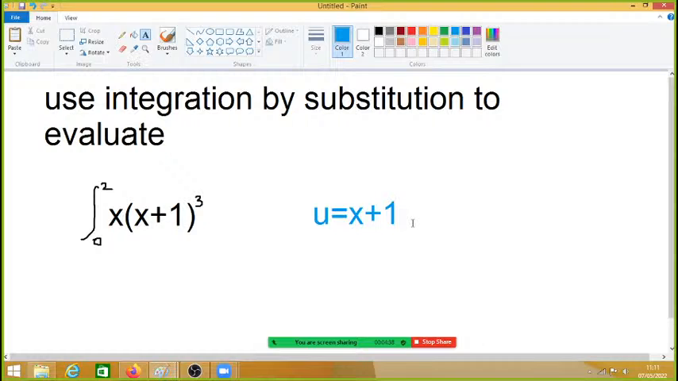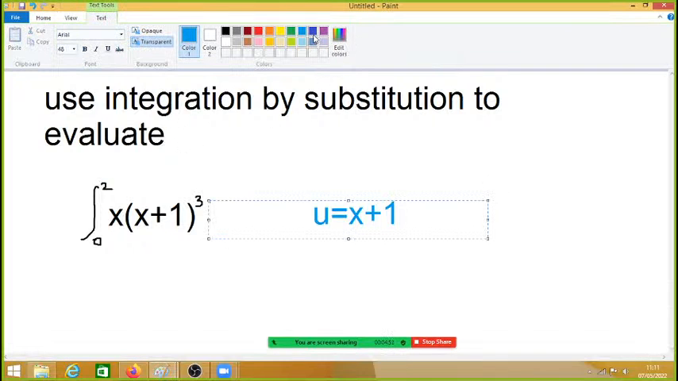That can just be forgotten about. So they're actually making it easier when they give you a question with the limits there. The only one thing you have to remember is that these limits are for x, because this original question was in terms of x.